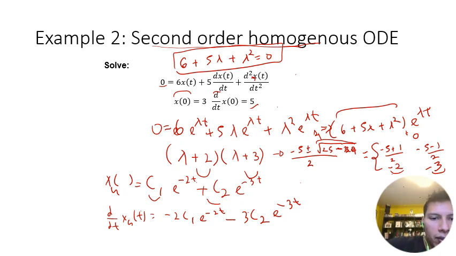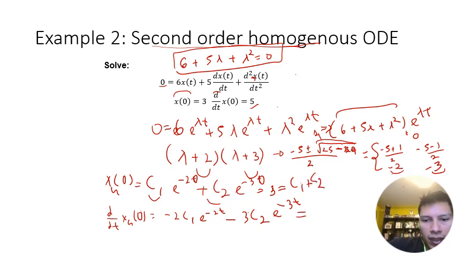So we're going to plug in 0 for t. So we plug in 0 here, we plug in 0 here. So we're going to get, and that should all be equal to 3. So we're going to get c1 plus c2 has to be equal to 3.